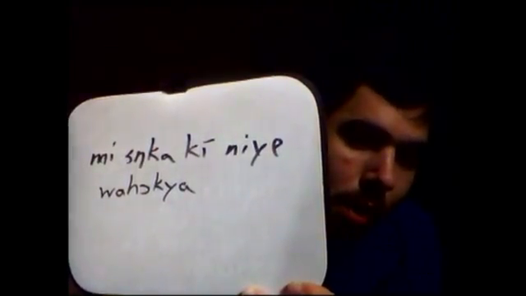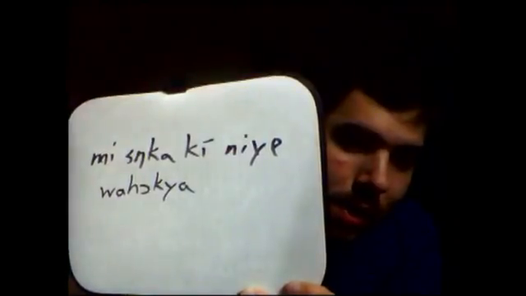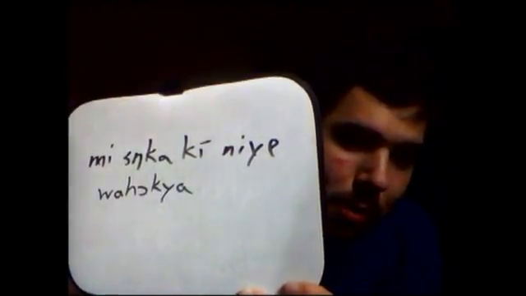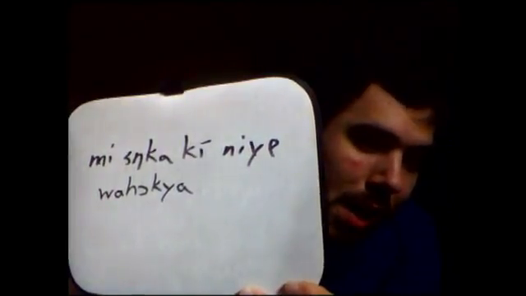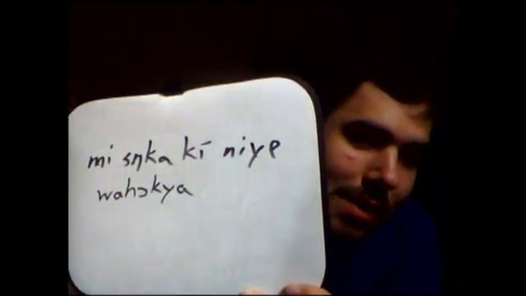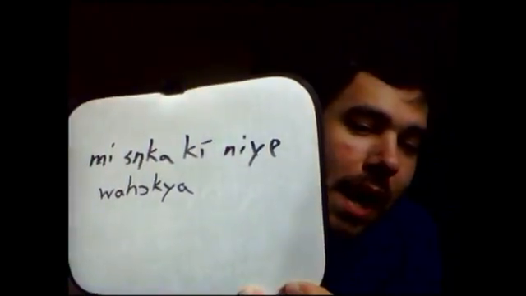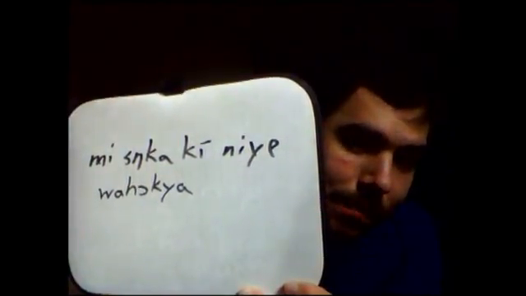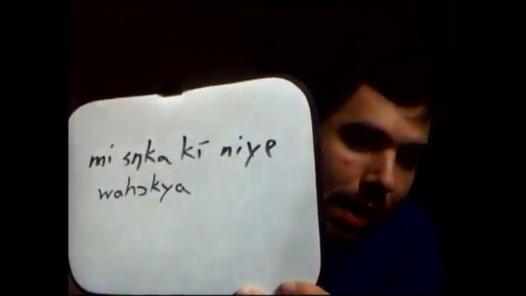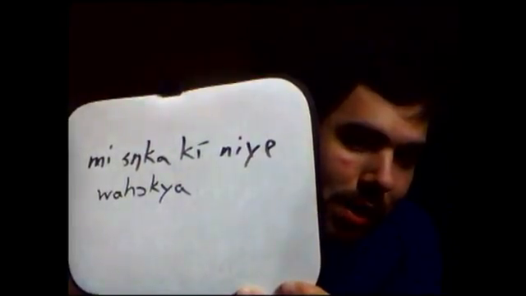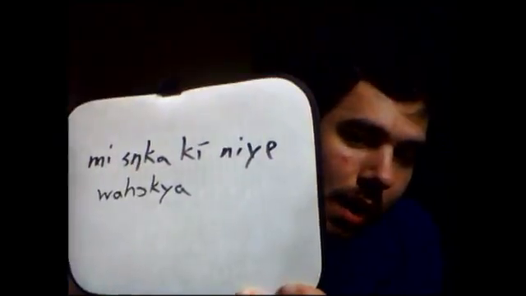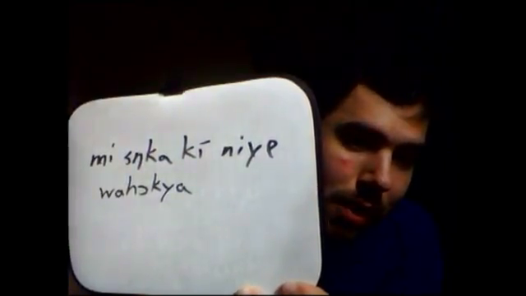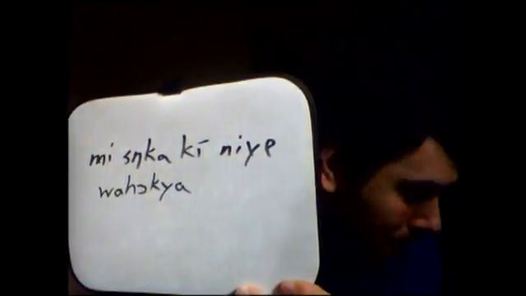Mishulka kenia wahakya. Kind of silly, but it gets the job done for what I'm trying to say here. Mishulka is the direct object, my dog. Nia is the indirect object, you, and then wahakya is the action, which of course the ke shows that the direct object, my dog, is doing to you. Wahakya is being destroyed, so my dog destroyed you.